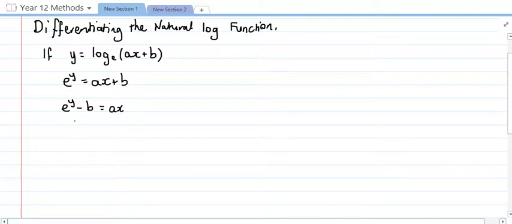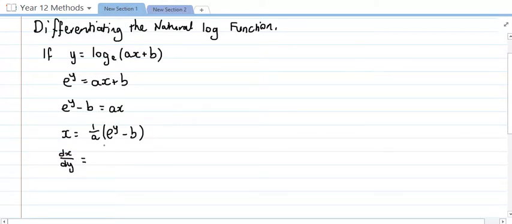And now I'm going to divide both sides by a. So that leaves x equals 1 on a times e to the y minus b. Now, I can actually differentiate this in a fairly easy way. I've got x in terms of y, so that means that I'm going to get dx dy, which you might notice isn't what we're really after. We're after dy dx, but that's okay. We're going to use this to actually get it.